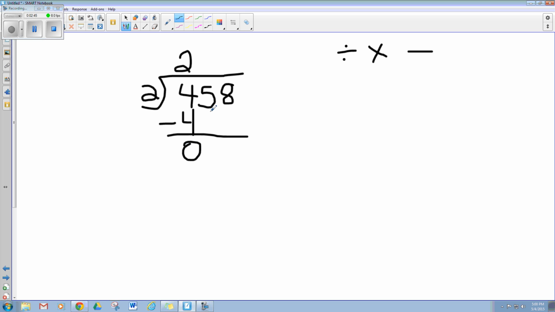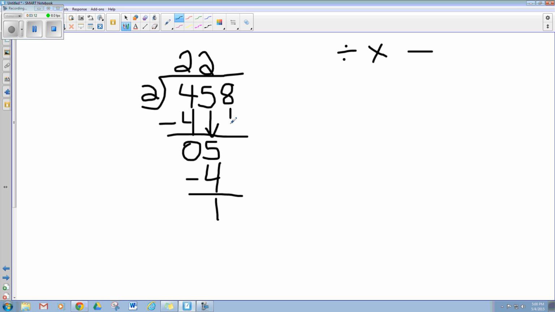Now we want to bring down our 5 and add it to our remaining numbers here. So then we think, how many times does 2 go into 5? Well, 2 goes into 5 2 times. 2 times 2 is 4, so we write down our 4, and we're left with 1 after we subtract.